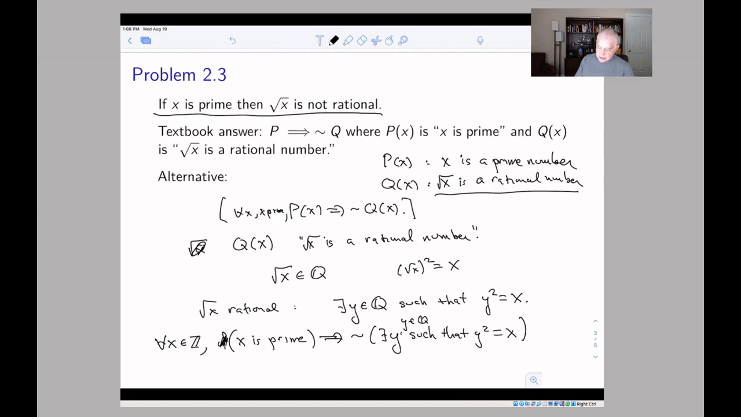And we talked a little bit about negating exist statements, so we could even write this a little bit differently. x is prime implies for all y in Q, y squared is not equal to x. And here what we're saying is if you have a prime number, and you take any rational number you want and square it, you're never going to get x. And that's yet another way of saying that the square root of x is not a rational number.